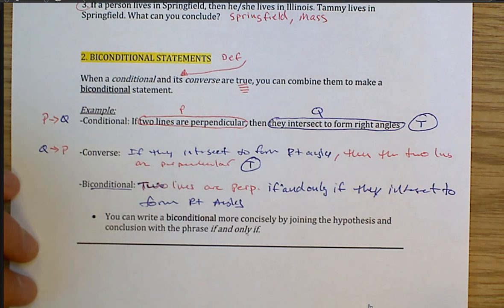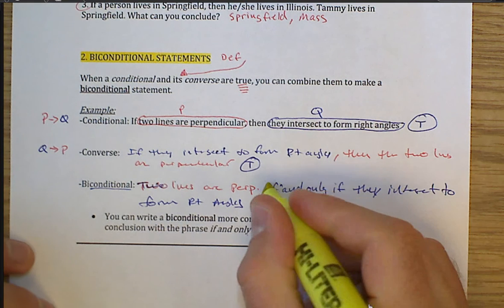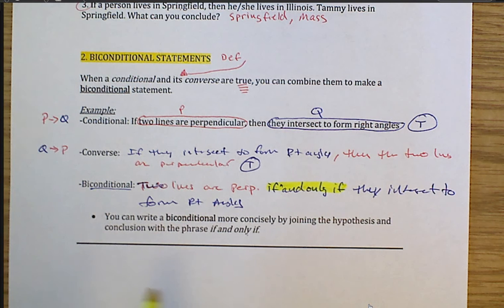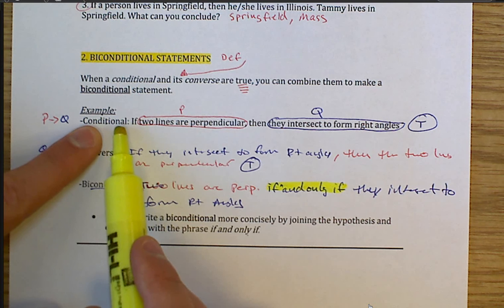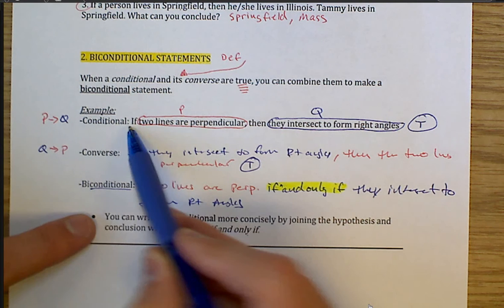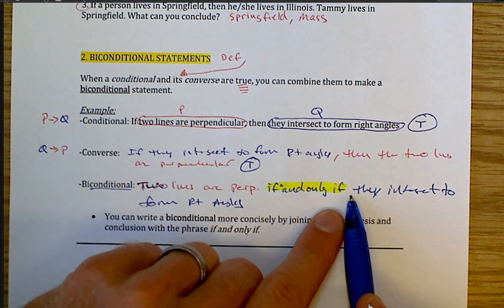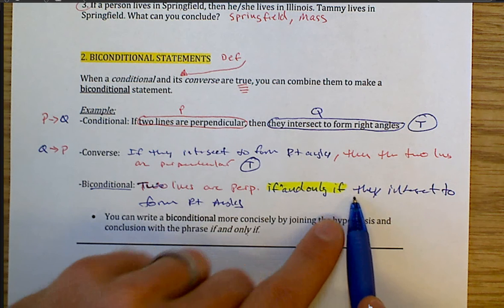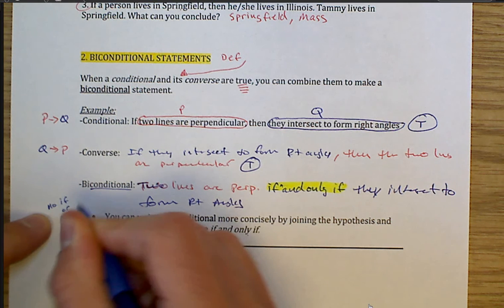Now, you're probably wondering why I wrote if and only if. That's what makes a biconditional statement unique, is right here. You may not have a highlighter, but that's it. Right below it, you see this bullet. You can write a biconditional more concisely by joining the hypothesis and the conclusion with the phrase if and only if. So basically what I did to write a biconditional, you take your exact conditional statement, you get rid of the words if and then. Notice in my biconditional, it does not start with the word if, and you do not see the word then. So that's important, okay? So with a biconditional, there's no if or then in the biconditional statement. You may want to jot that down.